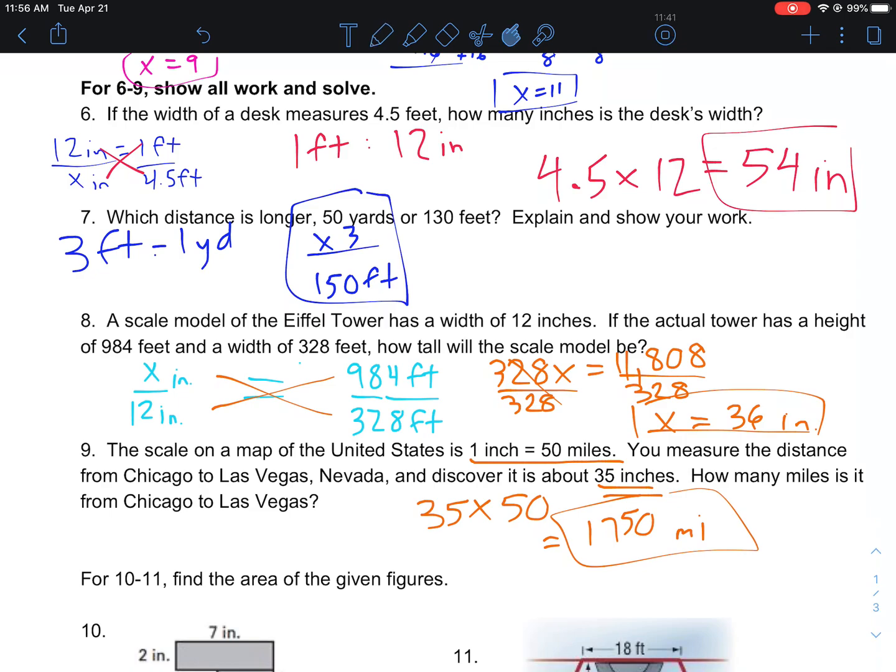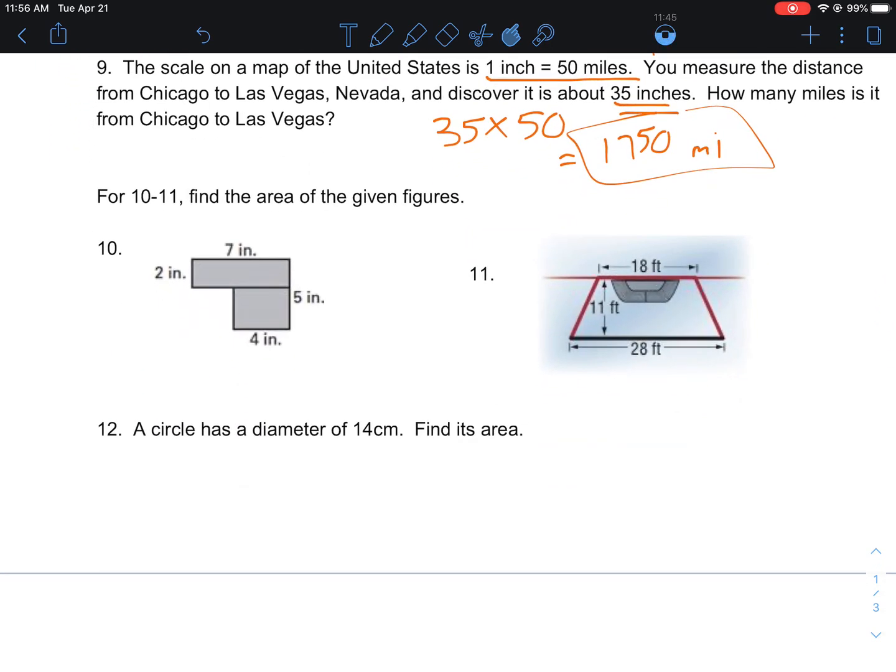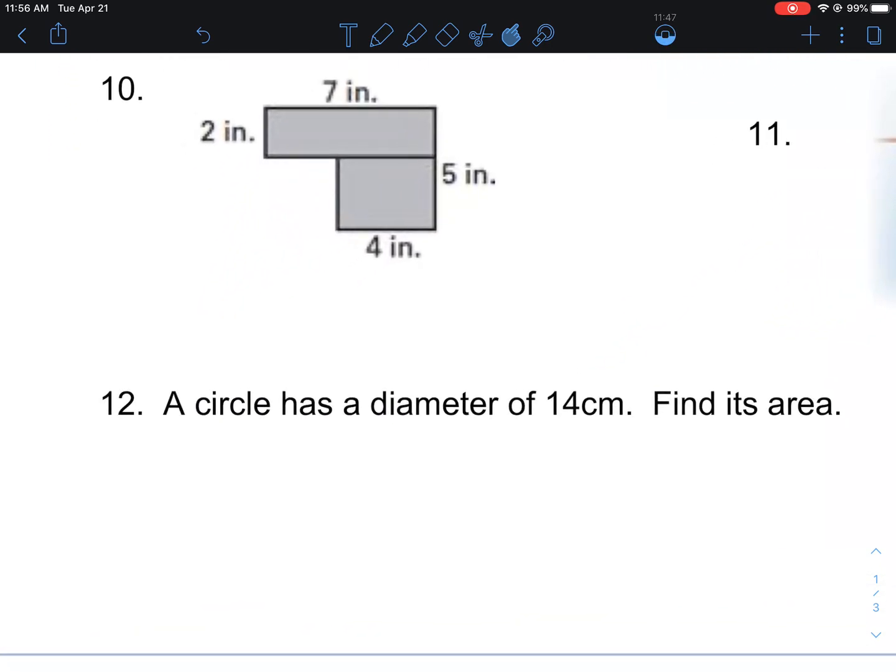Okay, so what remains are basic area. Now, these are what we'd call compound figures, where there's 2 rectangles here, but you're going to want to break it down into their component pieces to find the overall area.